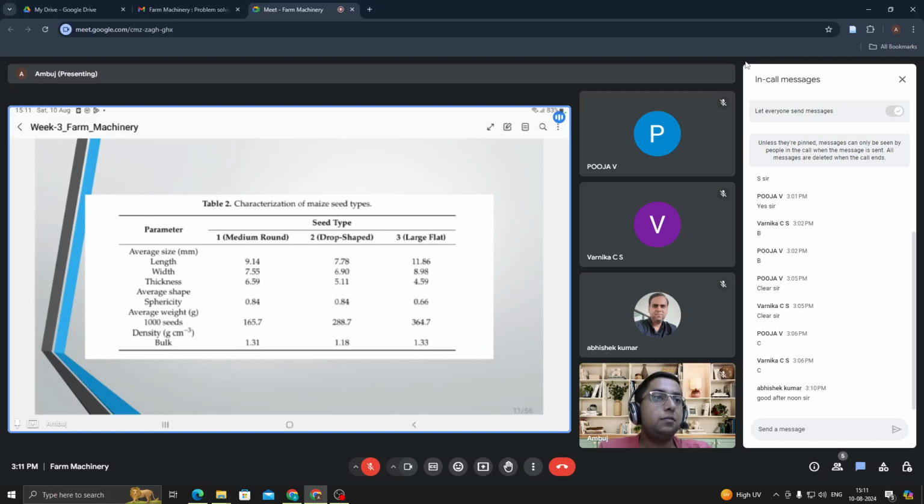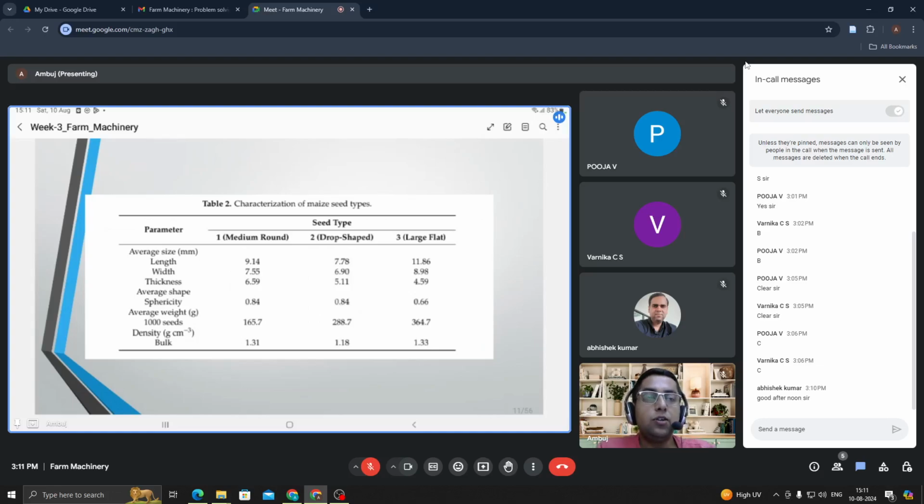The major parameters you have to remember are L, W, and T, thickness or height: length, width, height, then sphericity. What is the formula for sphericity? LWH whole product raised to the power 1 by 3 divided by the longest dimension, which in this case is L. So the formula for sphericity is (LWH)^(1/3) divided by L. You will be taught this, no problem, but still I am telling you.